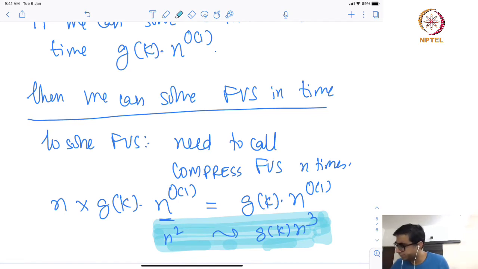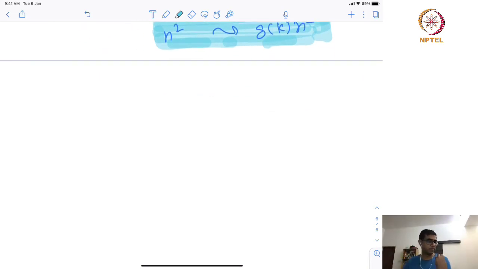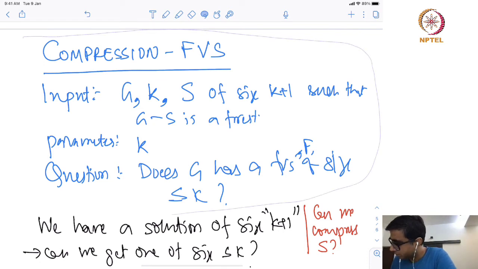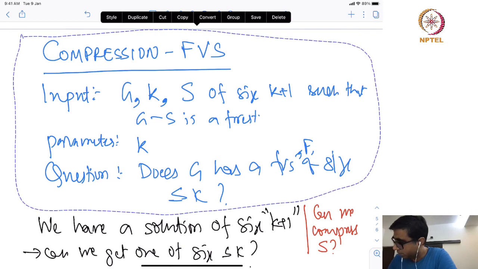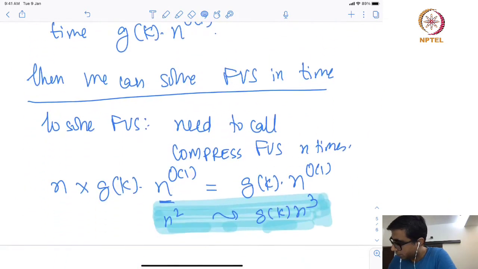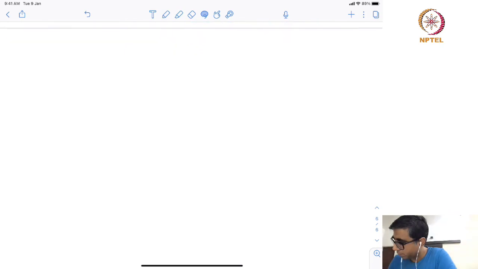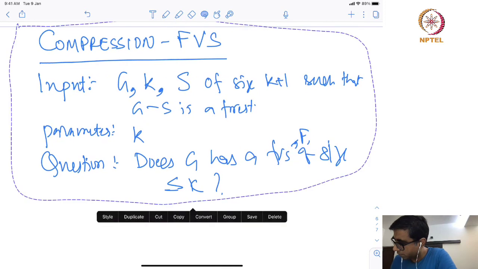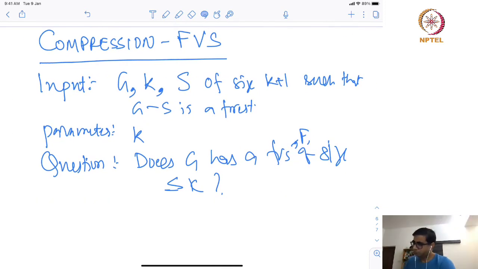Now let's look at compress FVS slightly more. Now, we have seen this kind of approach just even in our first lecture. I showed you how to do some of these things.